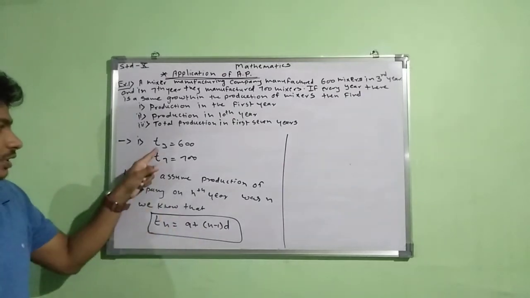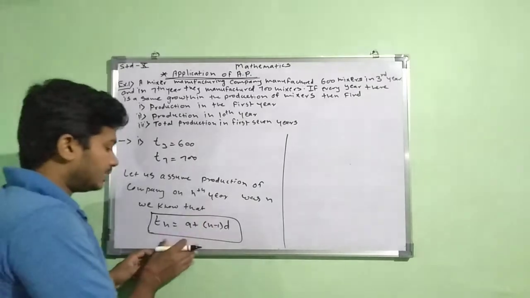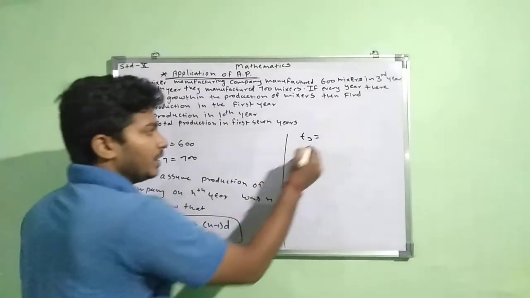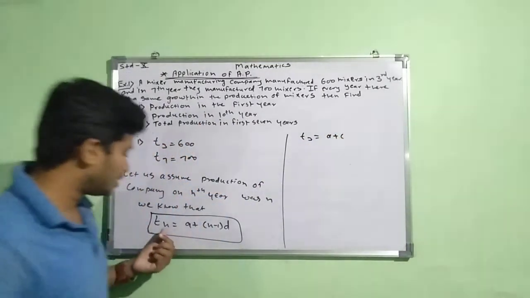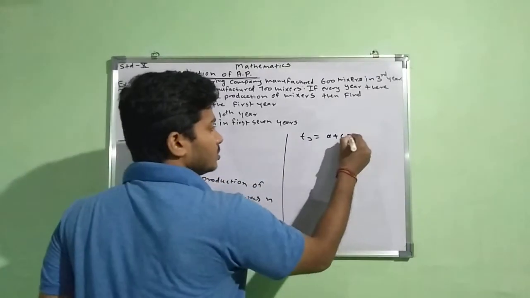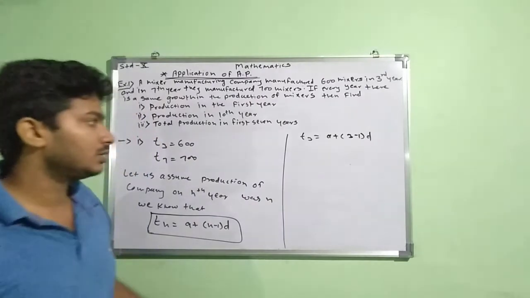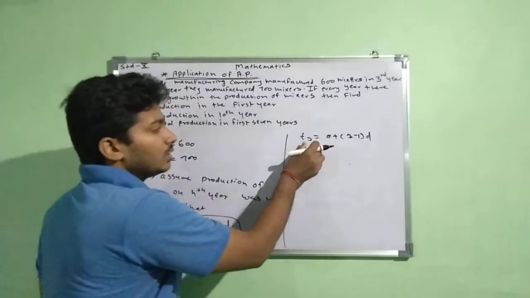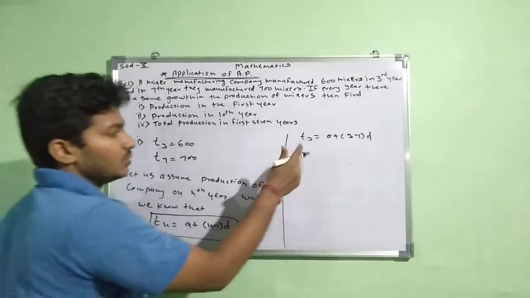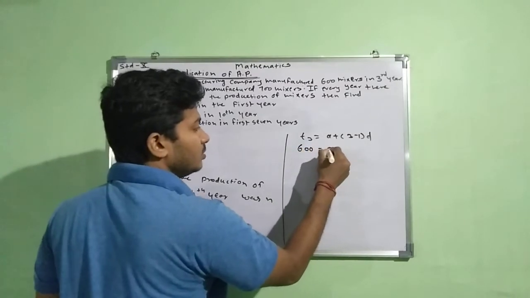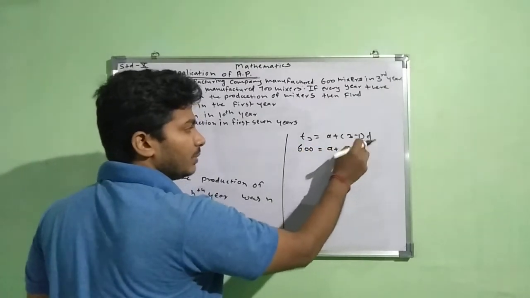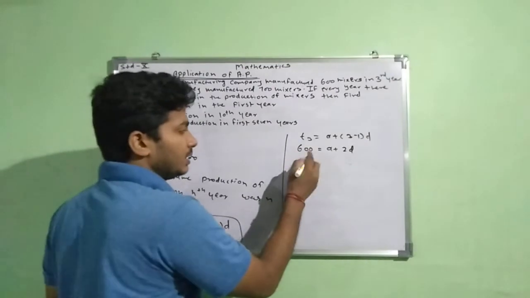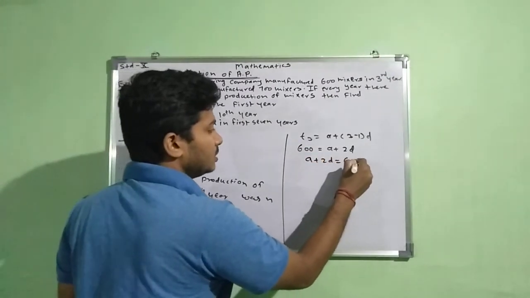We will write that formula for T3 and T7 separately. For T3, T3 will be equal to A plus, the value of A we don't know, A plus n minus 1 into D. Here, T3 means the value of n we know, which is 3. So 3 minus 1 into D. We know the value of T3, which is 600, so we can substitute directly. 600 is equal to A plus 3 minus 1 into D. 3 minus 1 is 2, so 2 into D. So here we got A plus 2D is equal to 600.